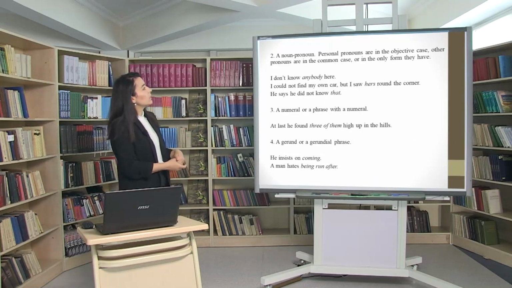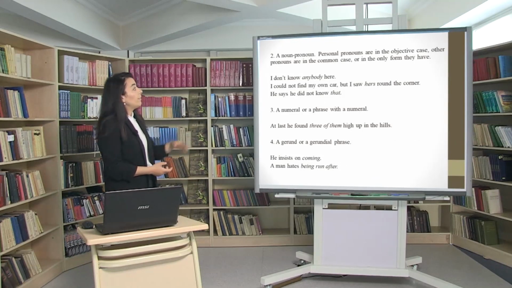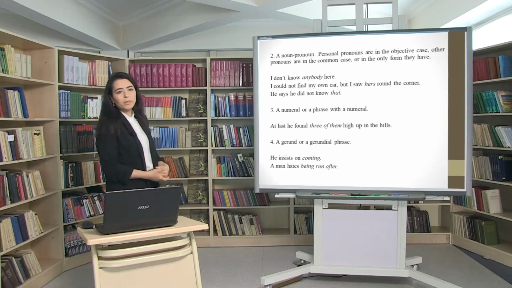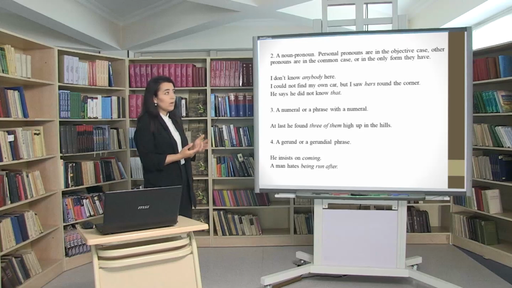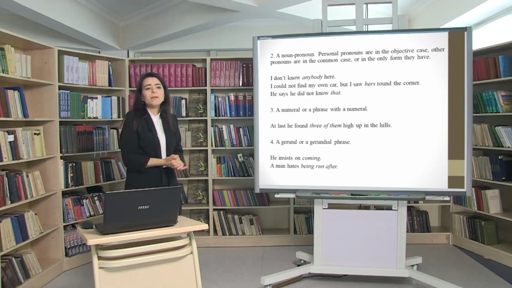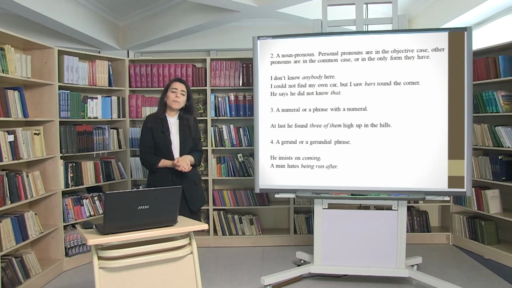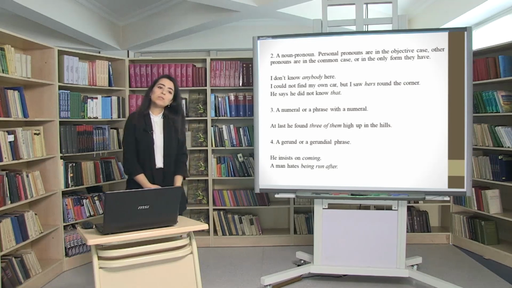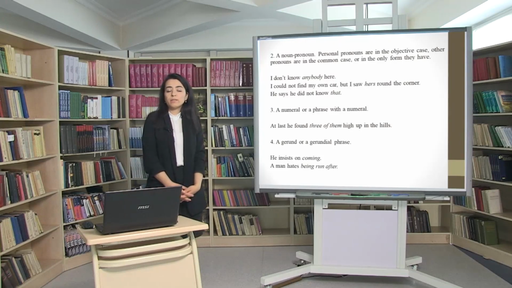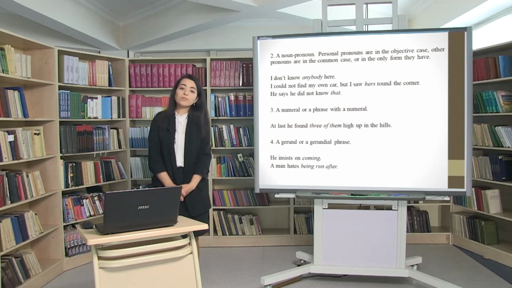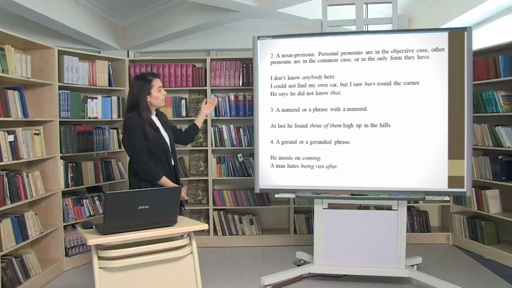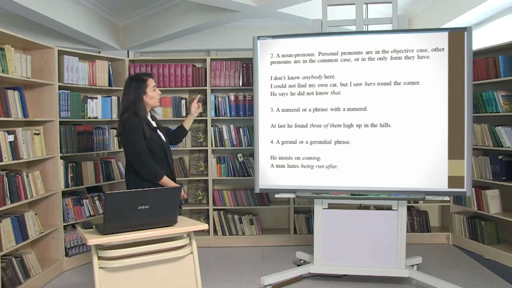And the next one is noun or pronoun. Nouns, sorry, pronouns: personal pronouns are in the objective case. Other pronouns are in the common case or in the only form they have. You know that personal pronouns can be used in the function of object only when they are in the objective case, but when they are in the nominative case, they are used in the function of subject in the sentences. Now let's look through our samples.